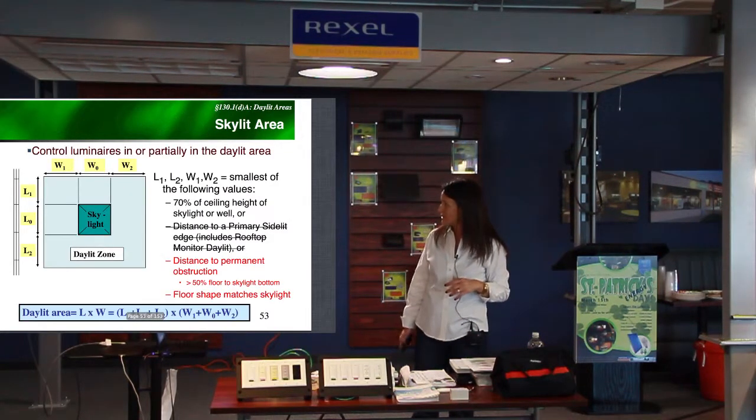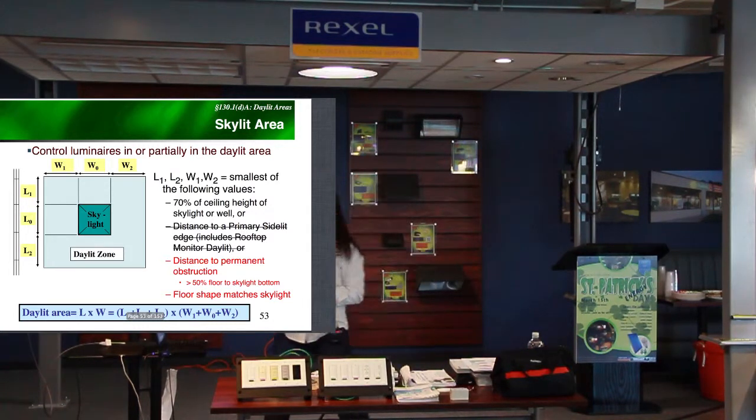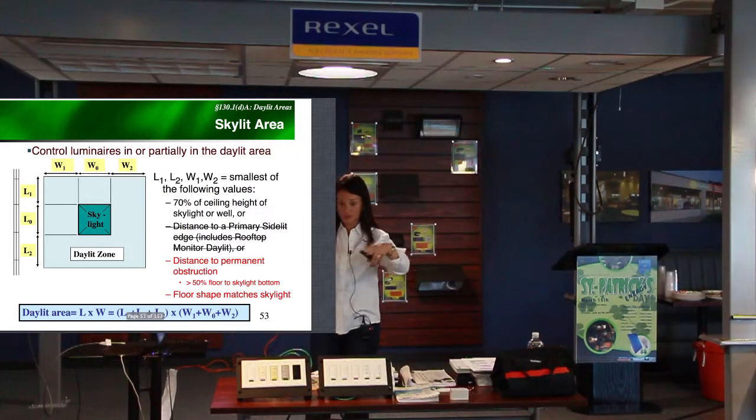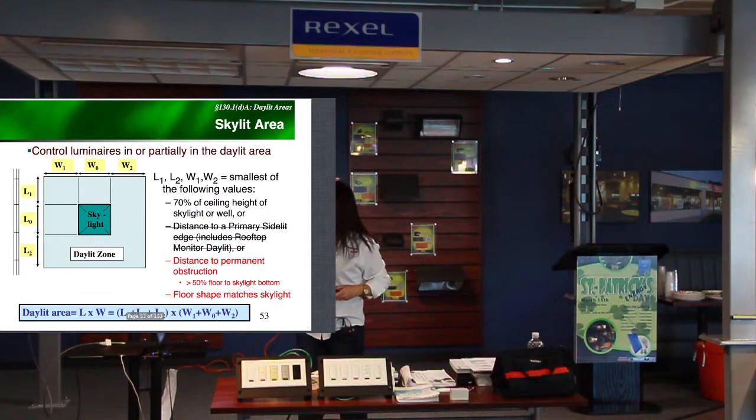A skylit area has all kinds of calculations, but the basic one is you take the size of the skylight and the window and the ceiling height, and you use 70% of the ceiling height on each side to trace your skylit area. If it's a circular area, you have to match that shape. So the floor shape needs to match the skylight.